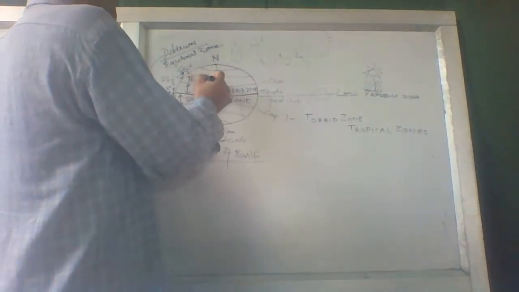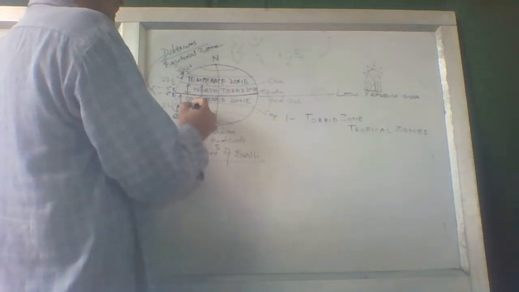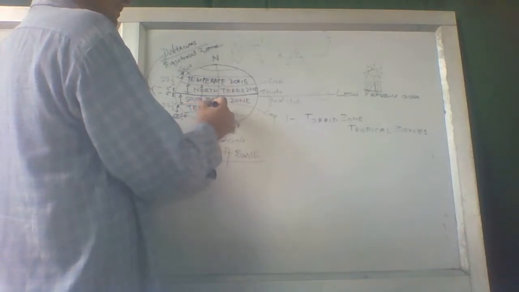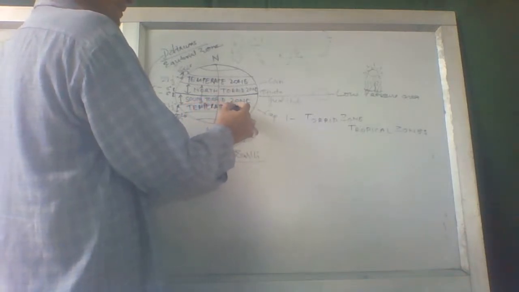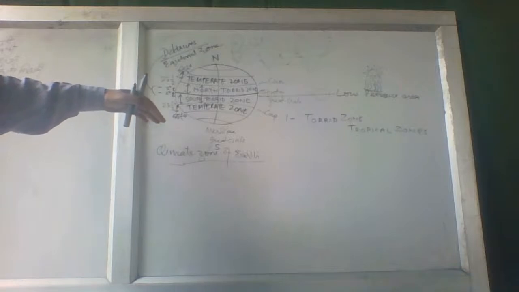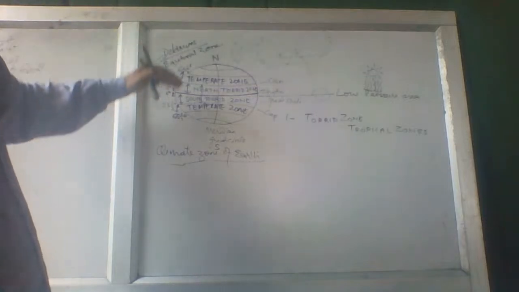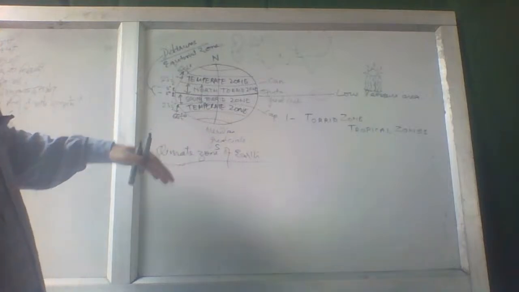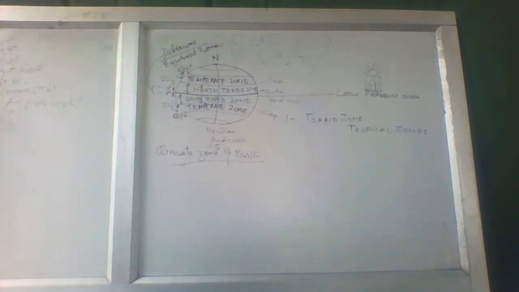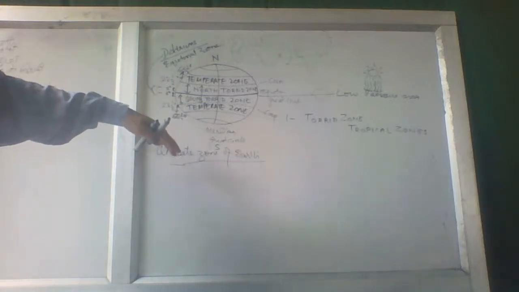T-E-M-P-E-R-A-T-E. Temperate zone means from the north torrid zone, 23.5 degrees towards the north, and likewise from the south torrid zone, 23.5 degrees towards the south, it will become 66.5 degrees. These are making the temperate zones.